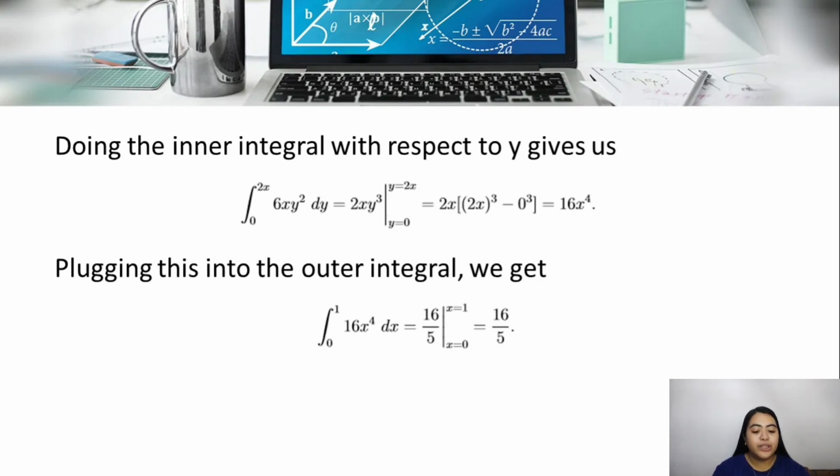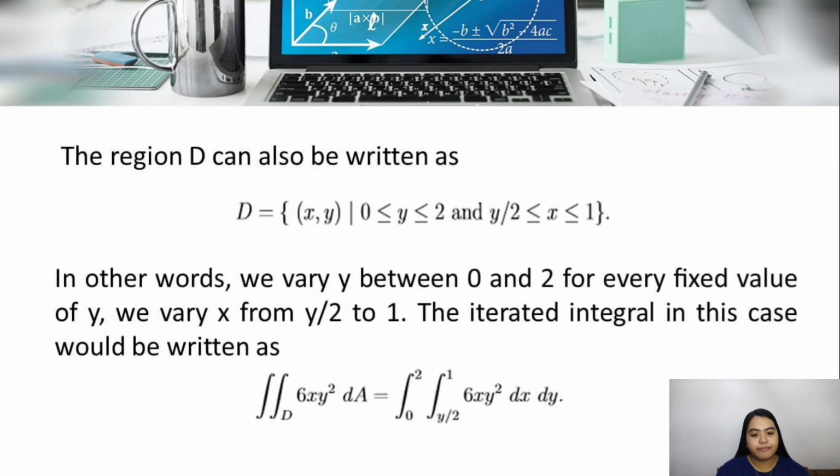We could also have done this integral in the other order with x as the inner variable, but it would require some modification since the outer integral bounds must be constants. The region D can also be written as D equals the set of (x, y) such that y is greater than or equal to 0 and less than or equal to 2, and x is greater than or equal to y over 2 and less than or equal to 1.